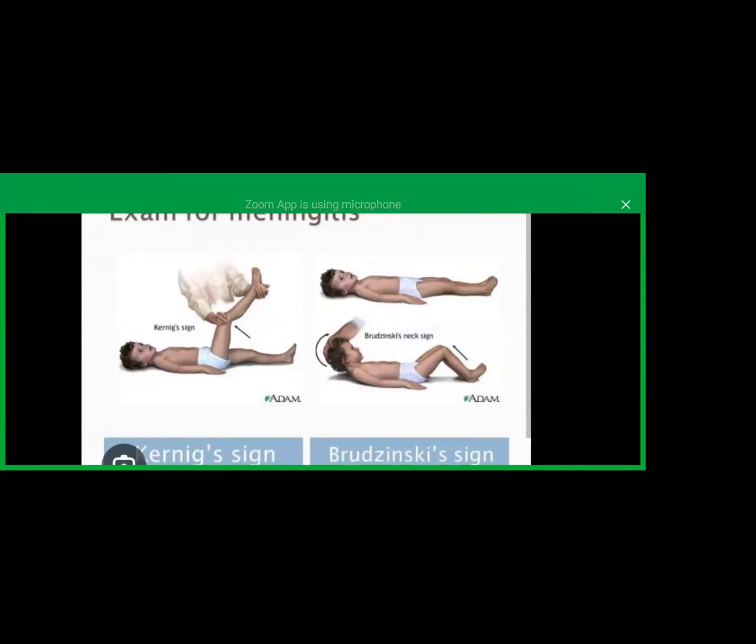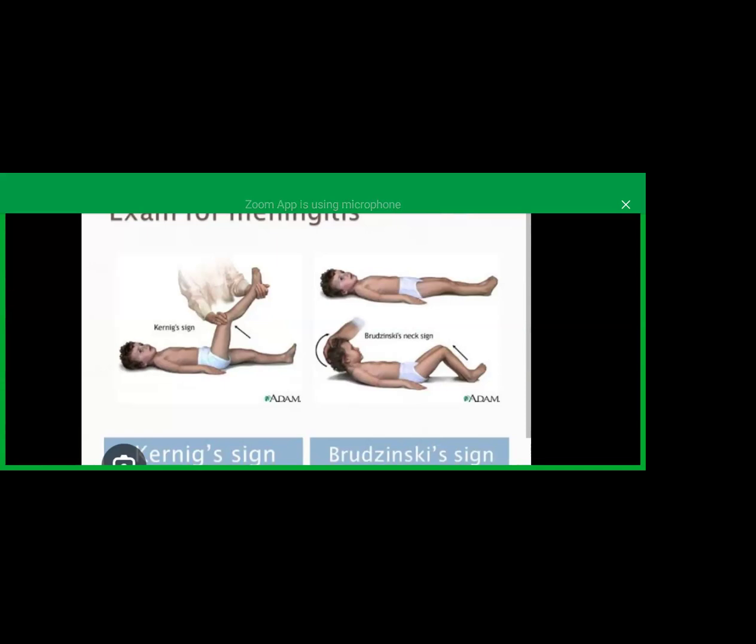One is what we call neck stiffness. Number 2, as we are seeing in this picture, is the Kernig sign. Number 3 is the Brudzinski sign. So those are the 3 meningeal signs. So that's the second thing we do in routine nervous system examination.